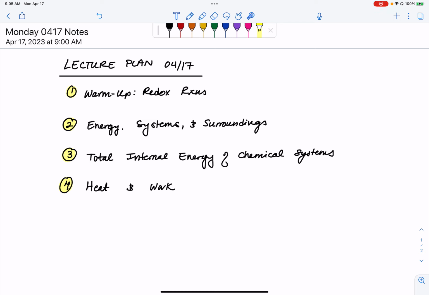So this is the plan today: a little bit of wrap up of chemical reactions, and then moving on into the reason why chemical reactions happen, which we call thermochemistry.